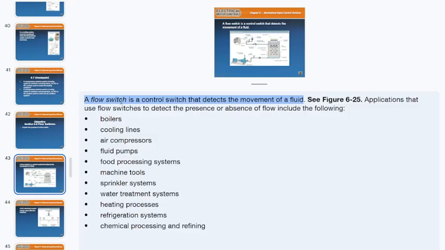A flow switch is, and this is what we want to highlight, a control switch that detects the movement of some kind of liquid. What kind of liquid? Any kind of liquid. I mean, food processing systems, olive oil, whatever, soda, juice, Gatorade, all of that. That's going to sense flow. Sprinklers, obviously, for our fire suppression systems. Water treatment plants, refrigeration, chemical processing. Your gas stations, fluid pumps. All right, even compressors and boilers and all these other machines will use flow switches.